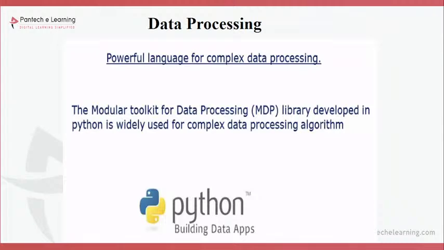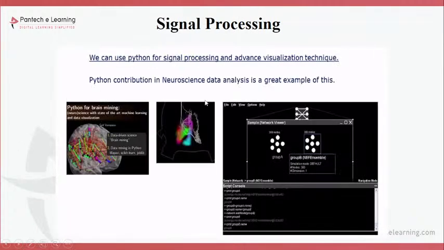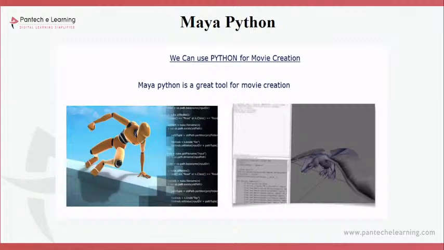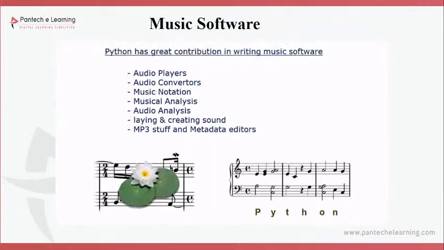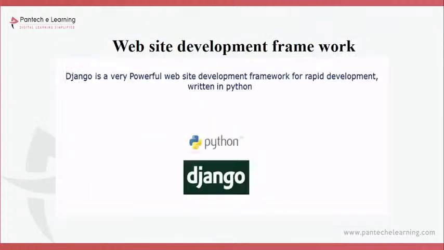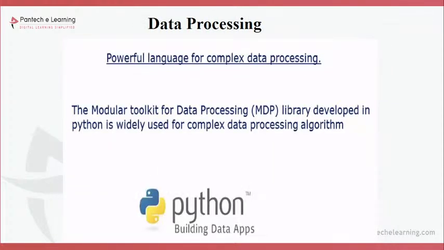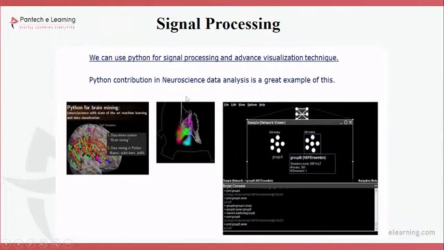So in this, we are using some data processing in Python: data processing, signal processing, Pygame, MayaPython, music software, and website development frameworks. Data processing means the Modular toolkit for Data Processing, a library developed in Python, widely used for complex data processing algorithms. Signal processing means we are using it for neuroscience data analysis.